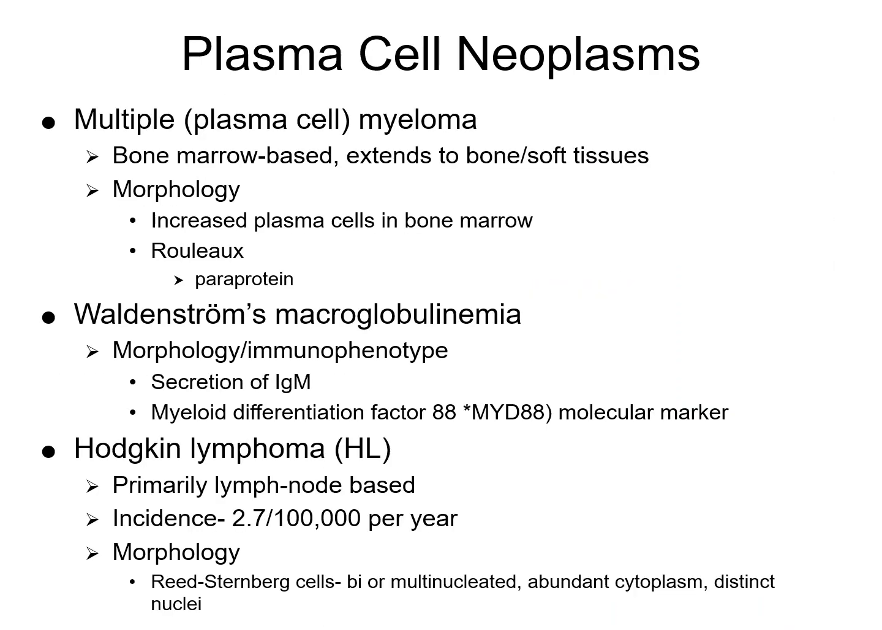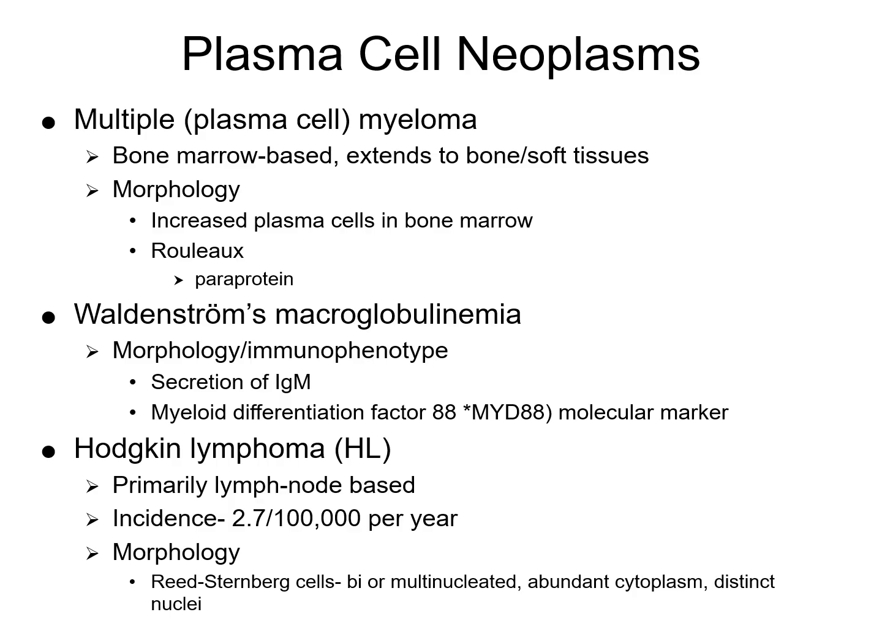For plasma cell neoplasms, these occur when abnormal plasma cells form cancerous tumors in bone or soft tissues. When there is only one tumor, the disease is called a plasmacytoma. When there are multiple tumors, it is called multiple myeloma. So multiple or plasma cell myeloma is a bone marrow-based malignancy of plasma cells that can extend into bone and soft tissues. It is characterized by proliferation of malignant plasma cells producing monoclonal immunoglobulins.